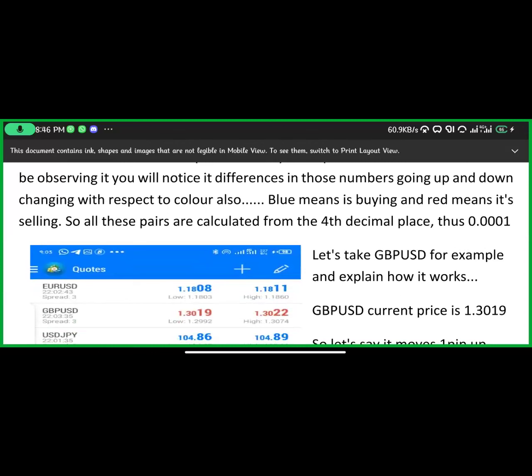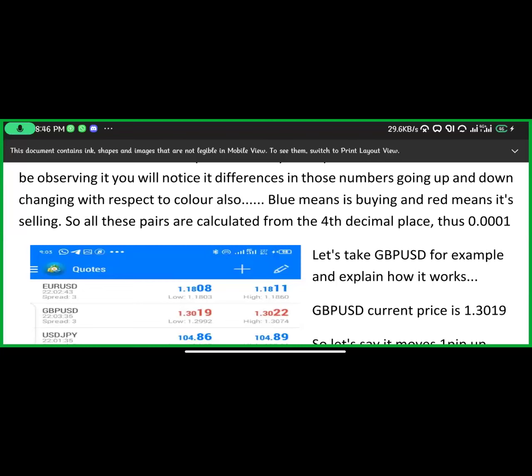Now, by observing it, you will notice that the numbers are going up and going down, changing with respect to color. Also, blue means buy and red means what? Selling. That means whenever the market is showing you blue, the numbers are changing, blue, going up, blue. That means the market is buying.